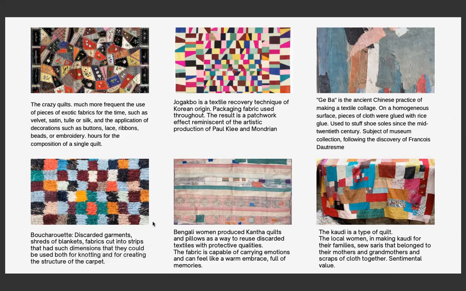And then we also have boucherette, which is discarded garments, such as shirts or blankets, cut into very long strips that had a dimension that they could be used for creating the structure of a carpet.